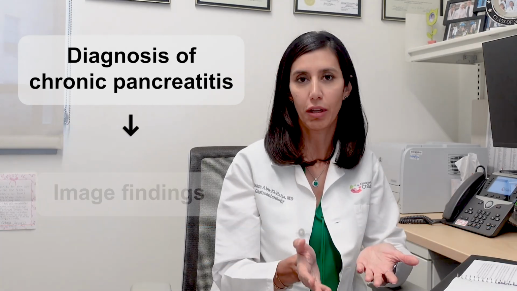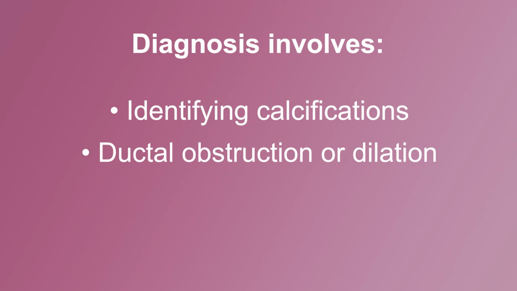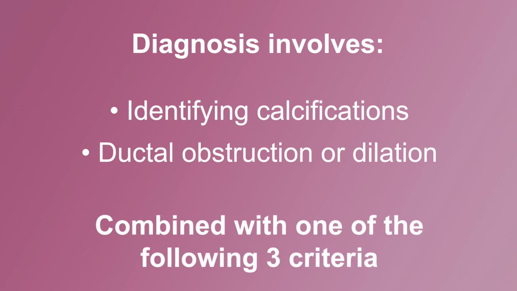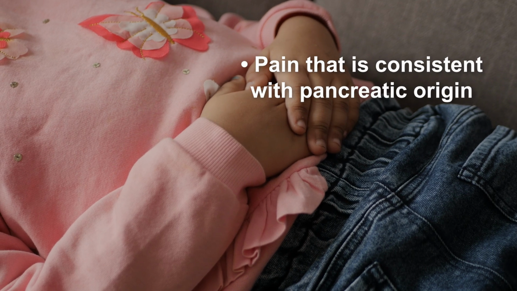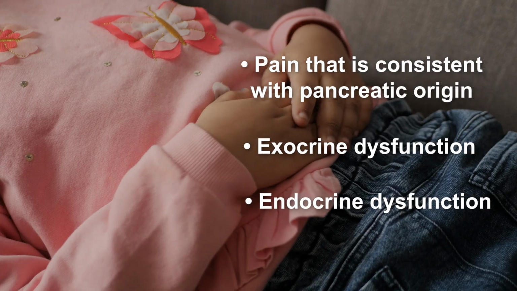Here's how we diagnose this condition. So diagnosis of chronic pancreatitis is mostly relying on image findings. Diagnosis involves identifying calcifications, ductal obstruction or dilation, combined with one of the following three criteria: either pain that is consistent with pancreatic origin, or exocrine dysfunction, or endocrine dysfunction.